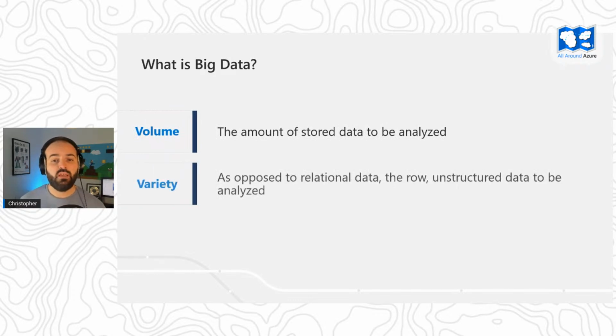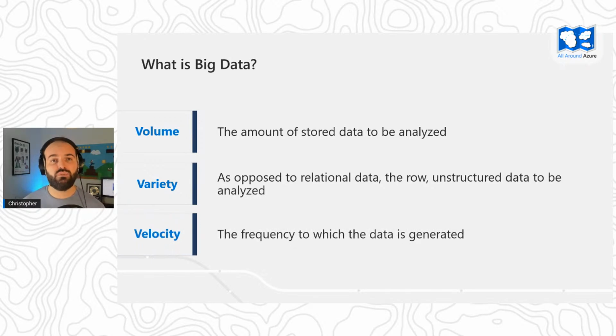Then, variety. It's the changing and unstructured nature of the data to be analyzed, as opposed to relational data where all the information is well organized in a table column format. Big data systems can cope with semi-structured data like JSON documents, or even unstructured data like images and videos. And last but not least, velocity, which is the frequency at which the system produces new data. In the IoT space, it can be as slow as a few metrics per hour, up to millions of events per second.